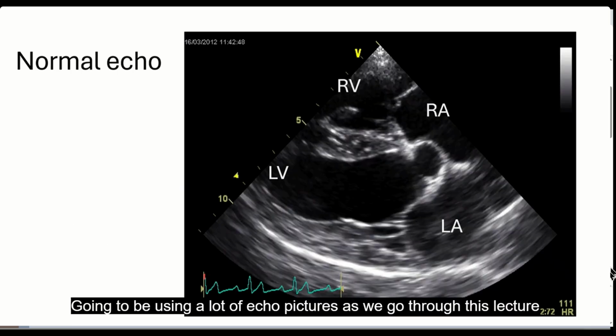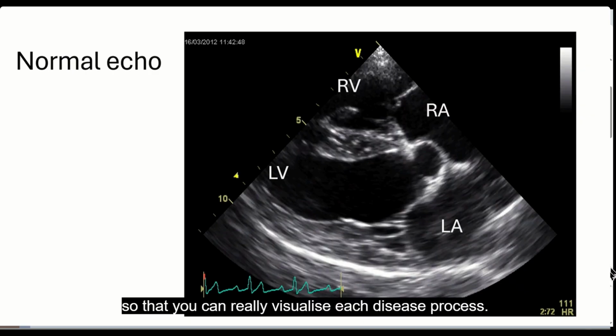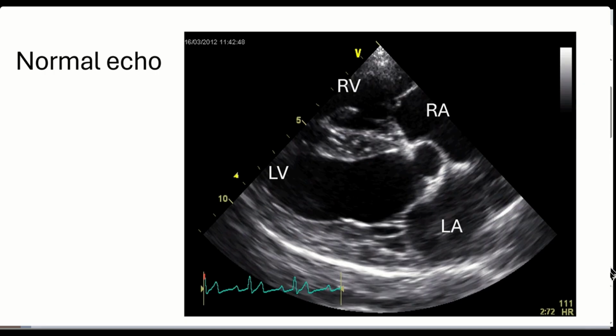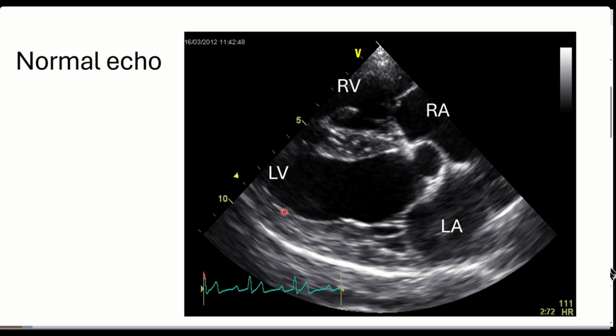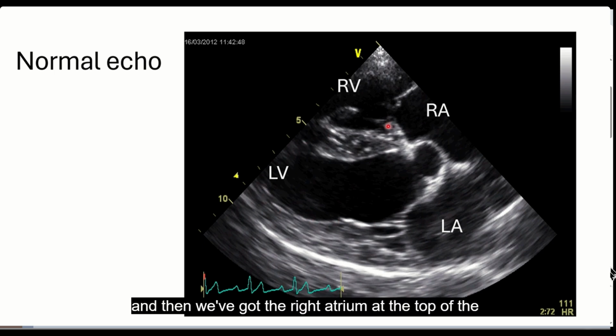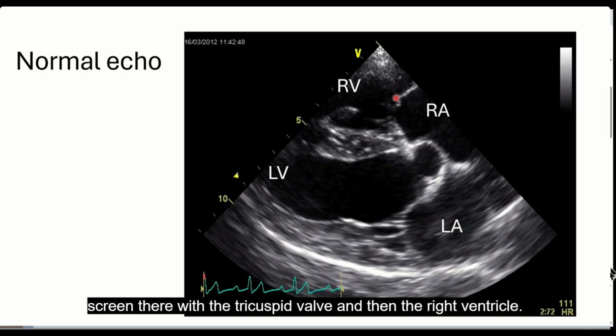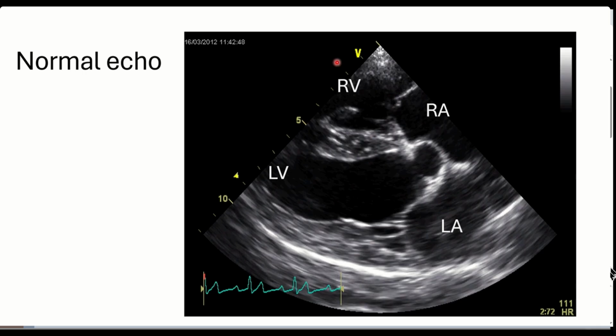I'm going to be using a lot of echo pictures as we go through this lecture so that you can really visualise each disease process. So we want to start off with a normal picture first. Now this is the left-sided four-chamber view. We've got the left atrium here with the mitral valve, and then we've got a nice bullet-shaped left ventricle, the septum in the middle, and then we've got the right atrium at the top of the screen there with the tricuspid valve and then the right ventricle.